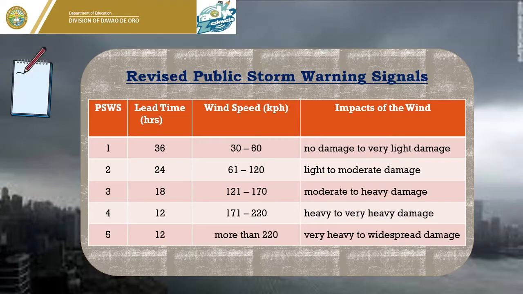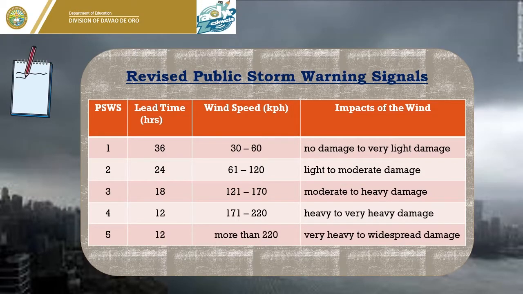Public storm warning signal number 1: 36 hours lead time, with a wind speed of 30 to 60 km per hour. Impacts of the wind: no damage to very light damage. Public storm warning signal number 2: 24 hours lead time, 61 to 120 km per hour wind speed. Light to moderate damage. Public storm warning signal number 3: 18 hours lead time, with wind speed 121 to 170 km per hour, moderate to heavy damage.